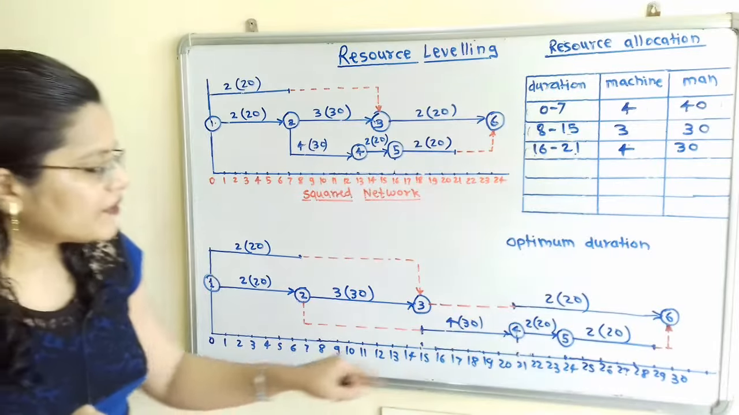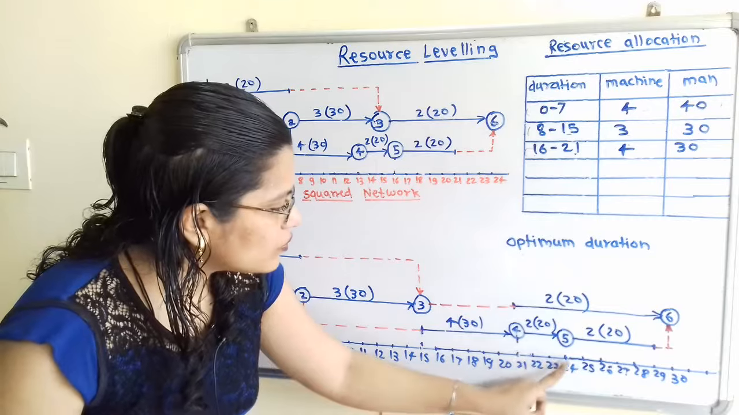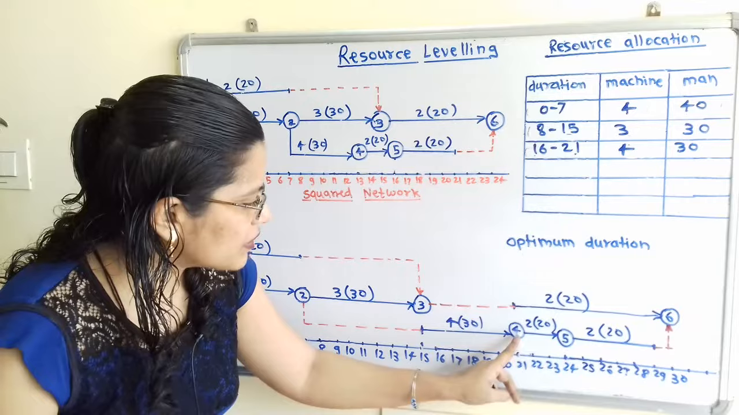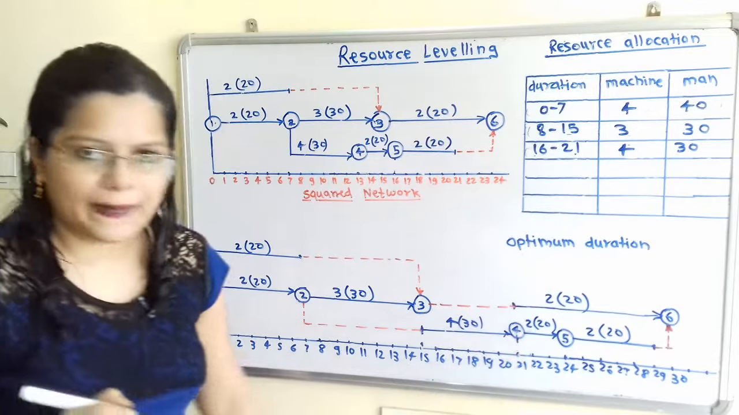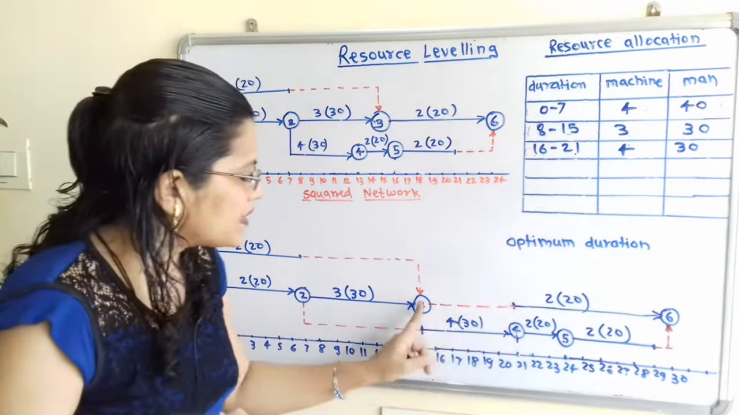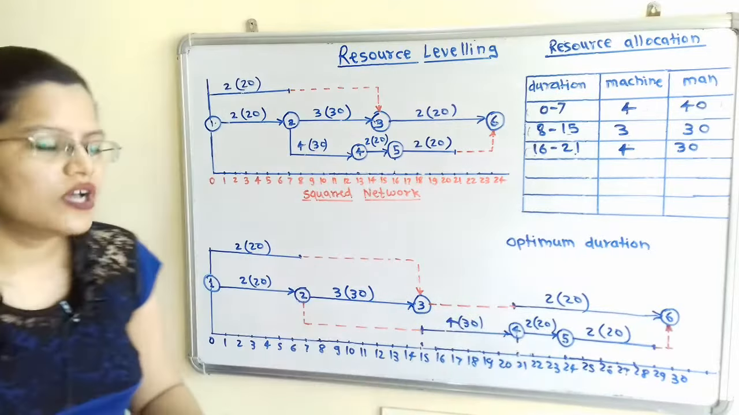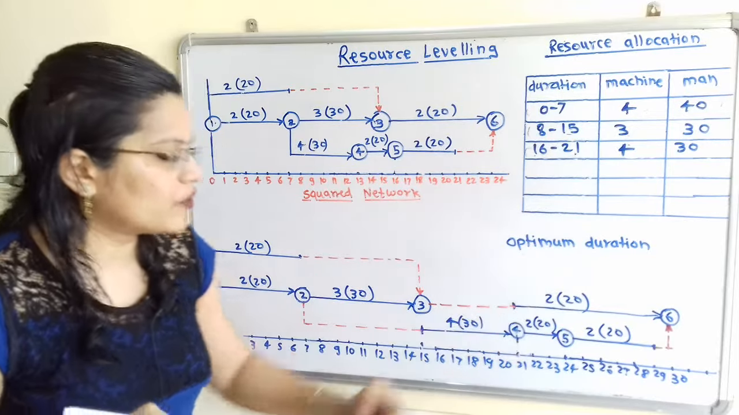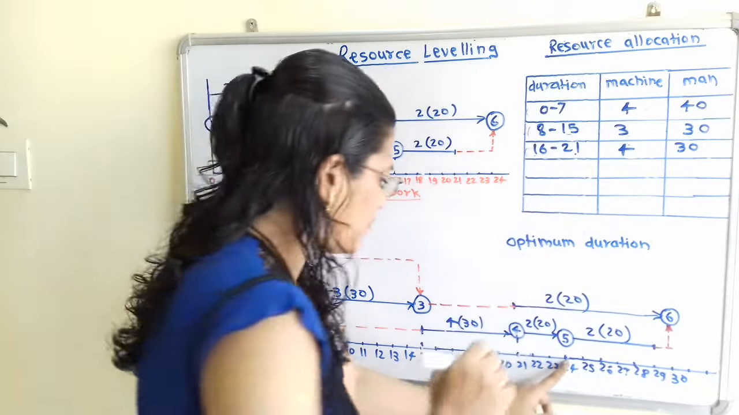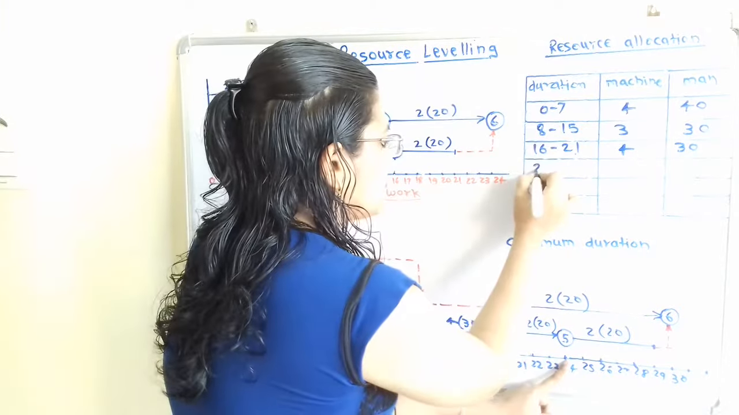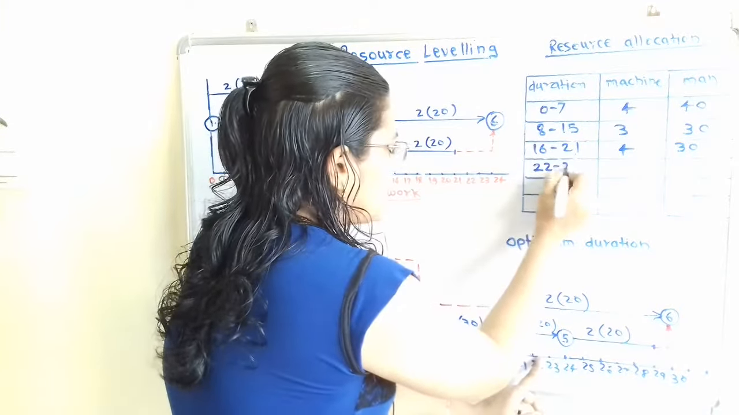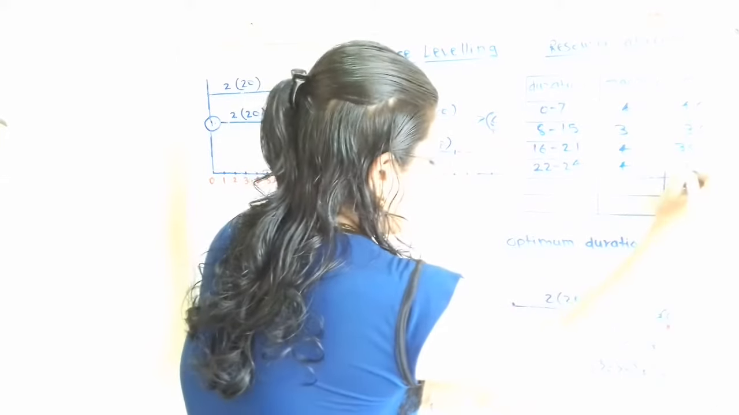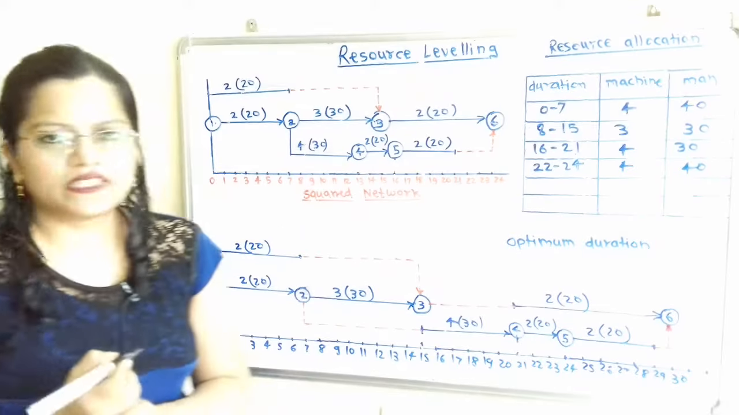Then we will move next after 21 to 24. So for this 21 to 24, if we observe, this activity 4 to 5 is completed and simultaneously this 3 to 6 is also completed, and it requires the 2 plus 2, that is 4, and here 40 manpower. So 21 to 24. Sorry, 22 to 24, here this total 4 machines and 40 manpower is required.